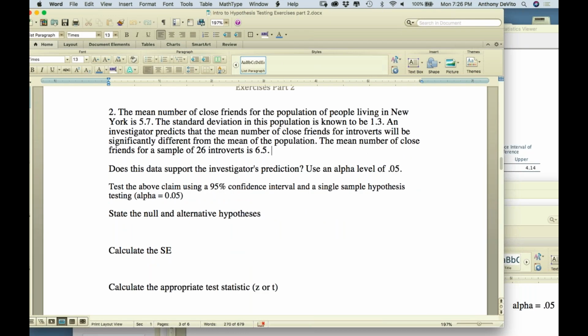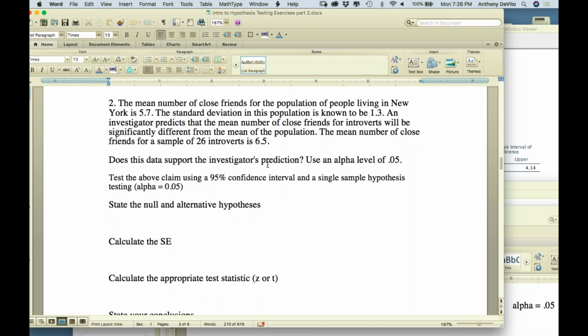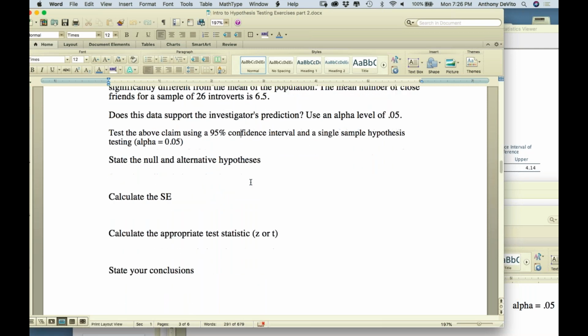The mean number of close friends for a population of people living in New York is 5.7. The standard deviation in this population is known to be 1.3. An investigator predicts the mean number of close friends for introverts will be significantly different from the mean number for the population. The mean number of close friends for a sample of 26 introverts is 6.5. Does this data support the investigator's prediction? Use an alpha level of 0.05. Test the above claim, the 95% confidence, in a single sample hypothesis test.